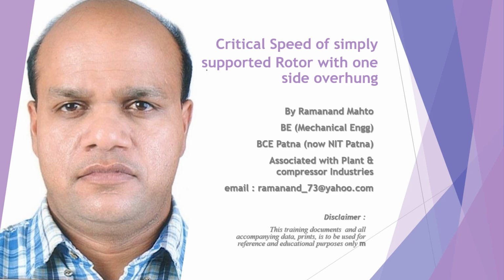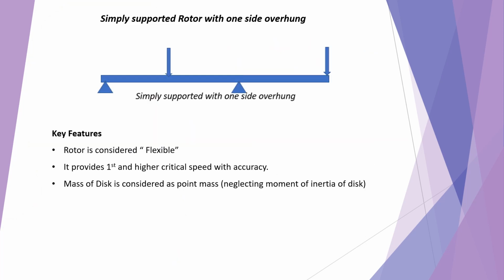Today's discussion is the critical speed of a simply supported rotor with one side overhung. This is another important topic for discussion. Previously I have seen the critical speed for a simply supported rotor only, and in this section we'll see the simply supported rotor with one side overhung. As I said, this is a general method, so we can calculate multiple critical speeds with accuracy for one side overhung.